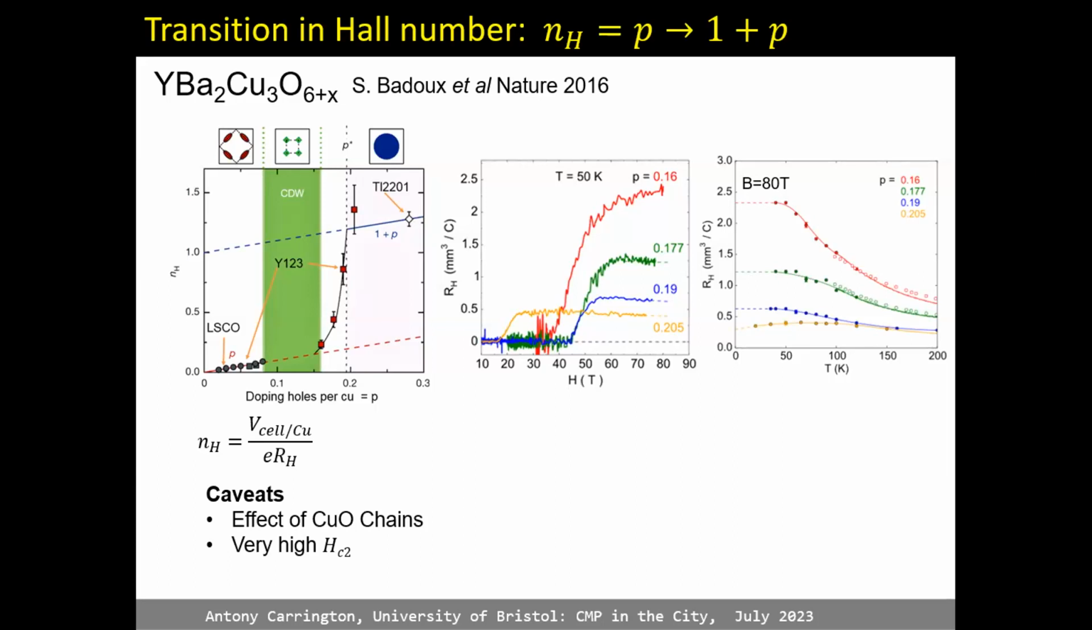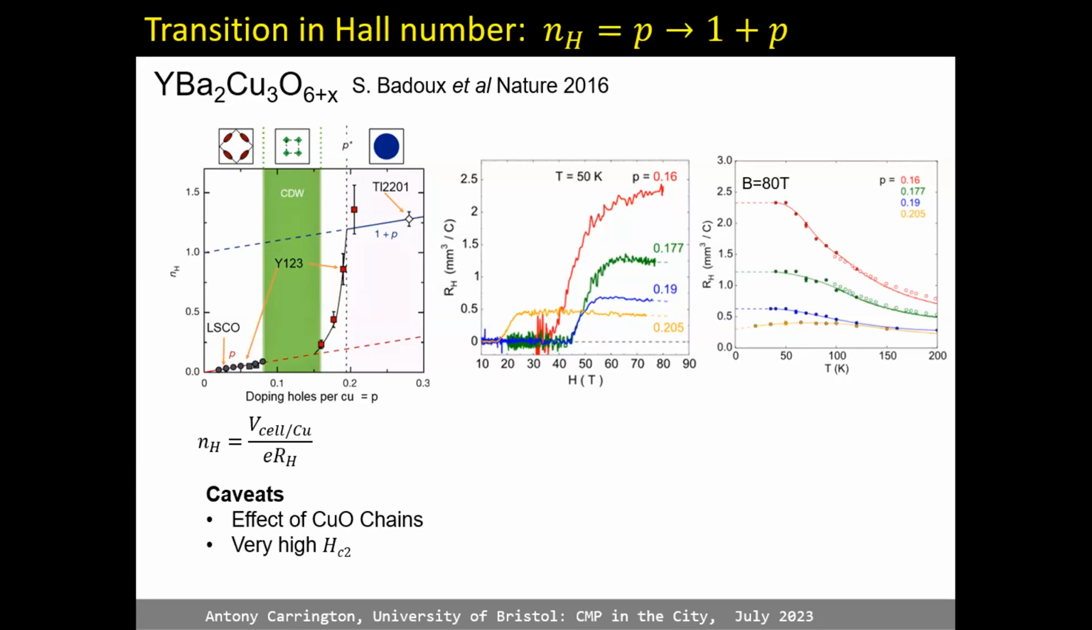However, there's a couple of caveats here. First of all, YBCO has zero chain, so it has, in addition to the planes, where all this physics is going on, also one-dimensional chains, and that complicates the analysis of this, as I'll say a little bit more about later. The other thing is that it's got a very high Hc2.